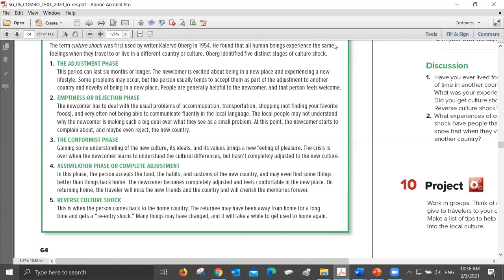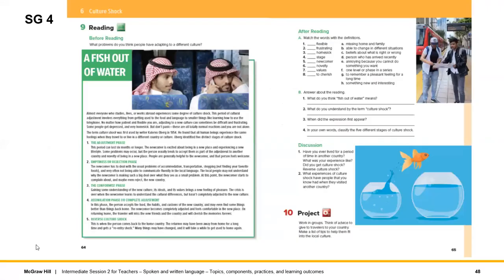Okay, so I might have to go back to that in a minute. But for now, what you have in your book is words and definitions and questions about the reading, discussion, and then finally a project.